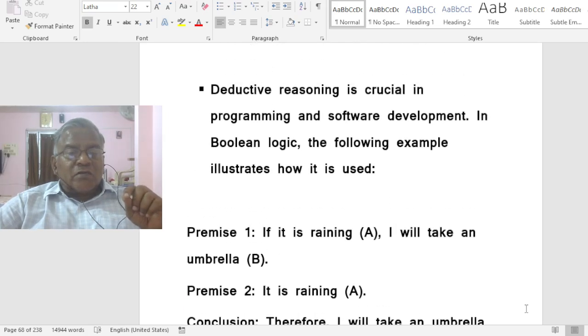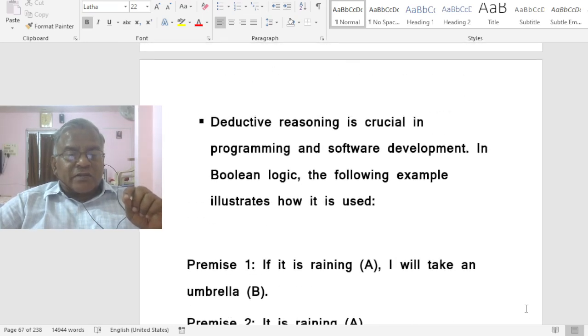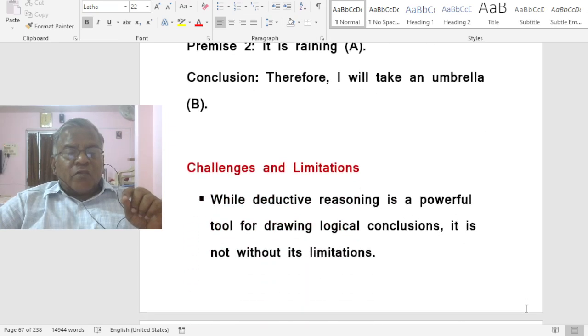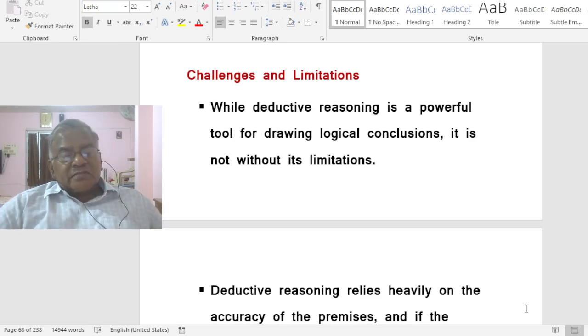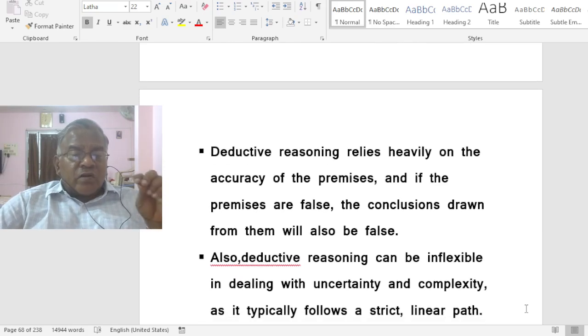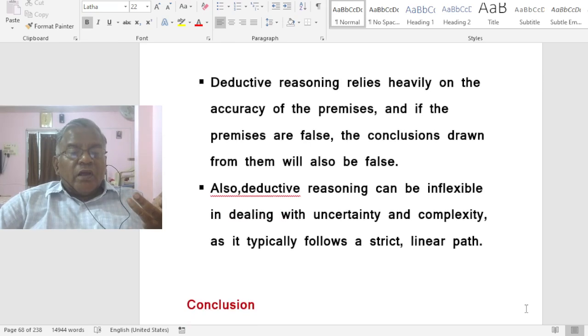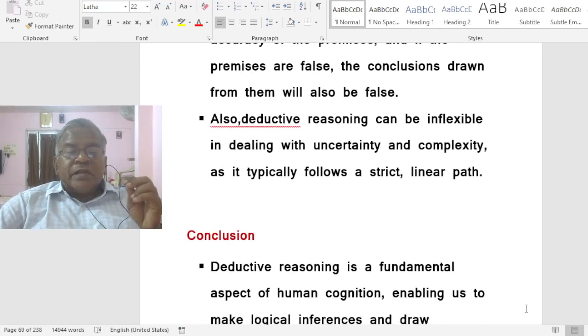So this is deductive reasoning. What are the challenges and limitations? While deductive reasoning is a powerful tool for drawing logical conclusions, it is not without its limitations. Deductive reasoning relies heavily on the accuracy of the premises, and if the premises are false, the conclusion drawn from them will also be false. Also, deductive reasoning can be inflexible in dealing with uncertainty and complexity, as it typically follows a strict linear path.